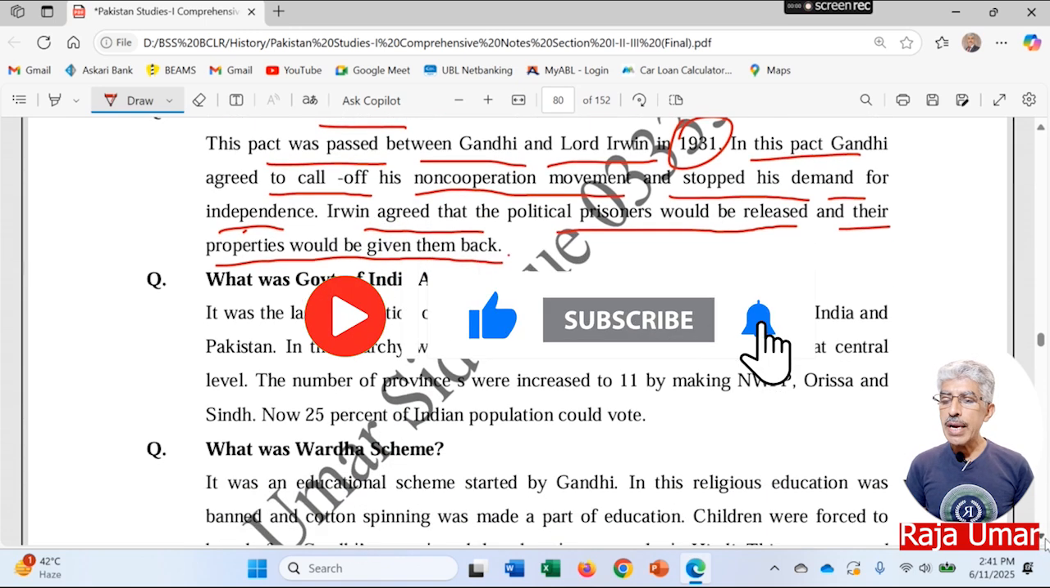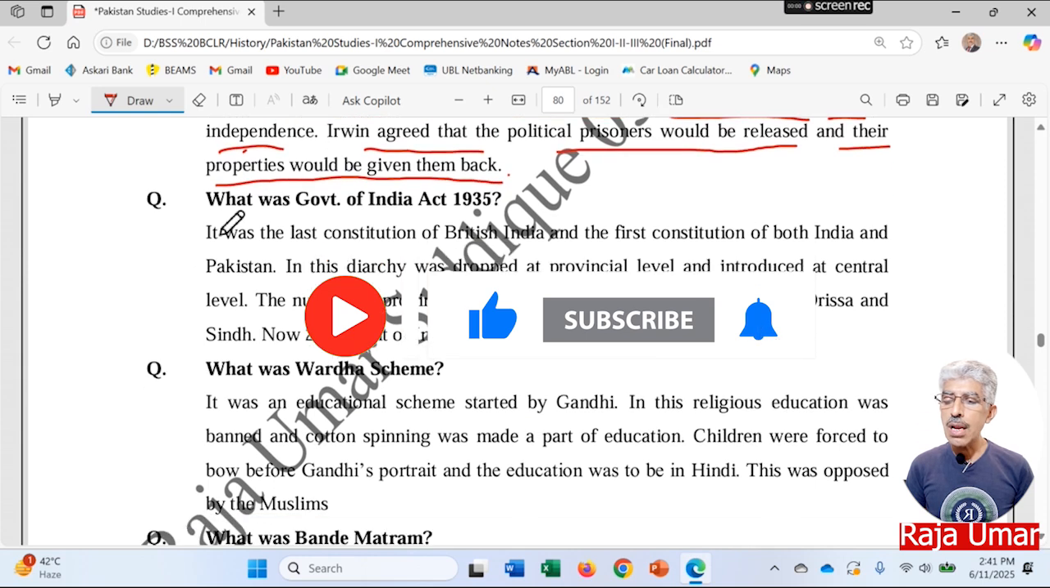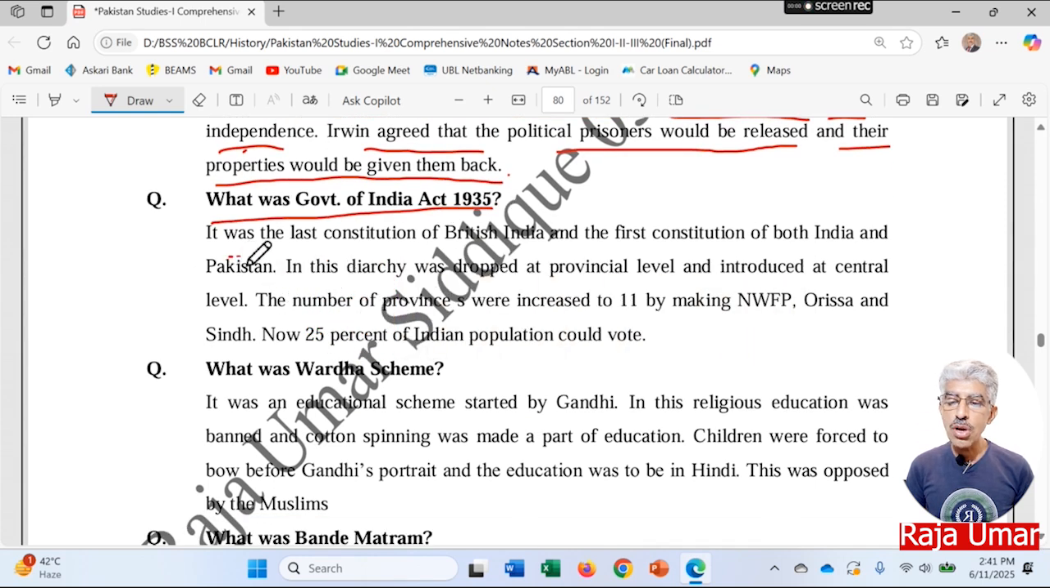What was the Government of India Act of 1935? It was the last constitution of British India and the first constitution of both India and Pakistan. After the creation of Pakistan and India in 1947, as both were new countries, they didn't have their own constitution at that time. So both new countries adopted the Government of India Act 1935 as their first constitutions. Later, they made their own constitutions and followed them.